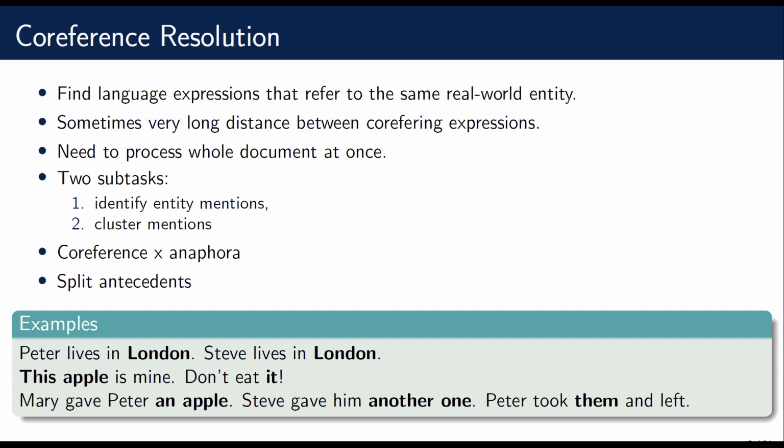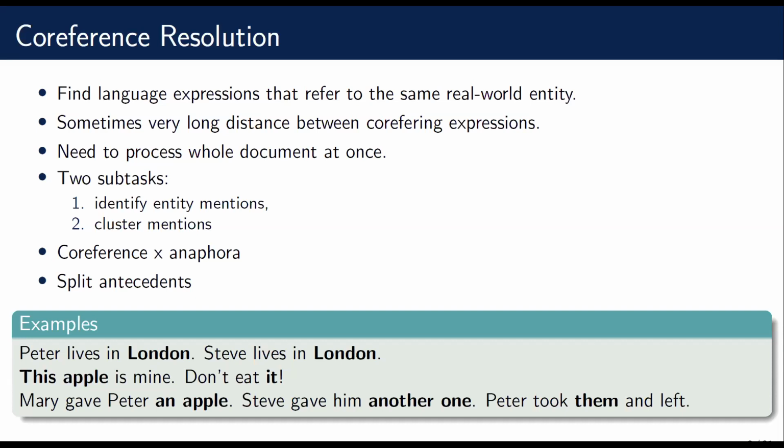They do not refer to the same entity, but Peter took them and left. The word them refers to both of these entities, and this is a coreferential relation. This is an example of split antecedent. So you see that the word them refers to two different expressions, even in different sentences. Maybe I'm telling something wrong in these linguistics terms, so feel free to correct me, so I'm not misleading someone.